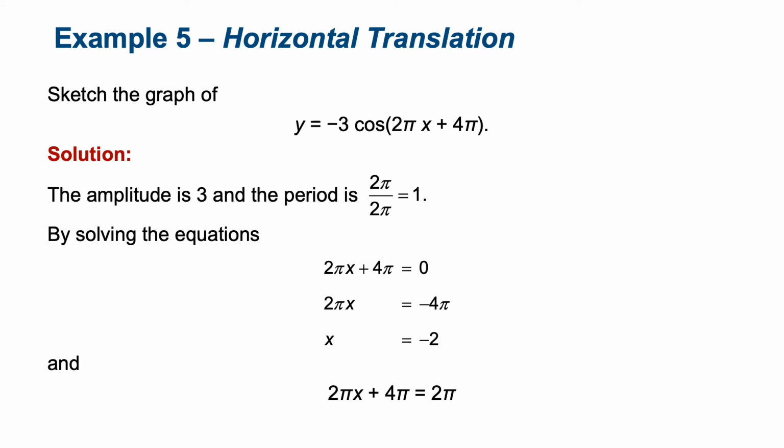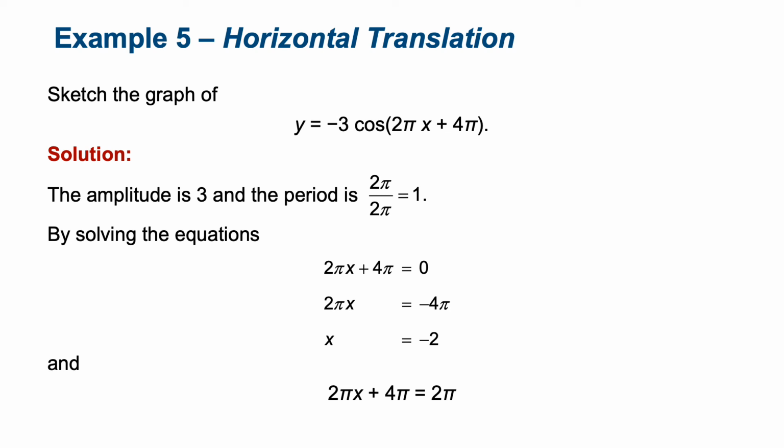Suppose you want to sketch the graph of negative 3 cosine of the quantity 2 pi x plus 4 pi. That's a mouthful, but we've learned enough already to talk about it. The amplitude is 3, the absolute value of the coefficient of the function. And the period is 2 pi over b. What's b? It's the coefficient of x, so that's 2 pi. 2 pi over 2 pi is equal to 1.